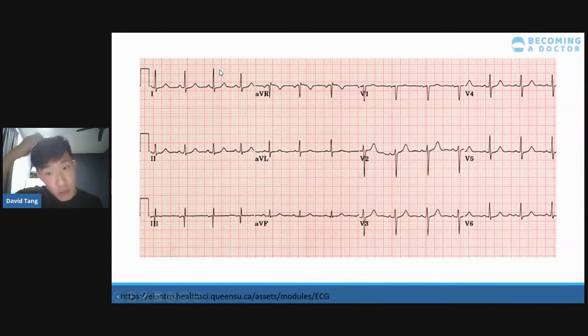So this is a normal axis ECG, and any axis in between AVL to AVF in terms of the frontal plane is actually a normal axis. And looking at all the QRS complexes, it's normal.